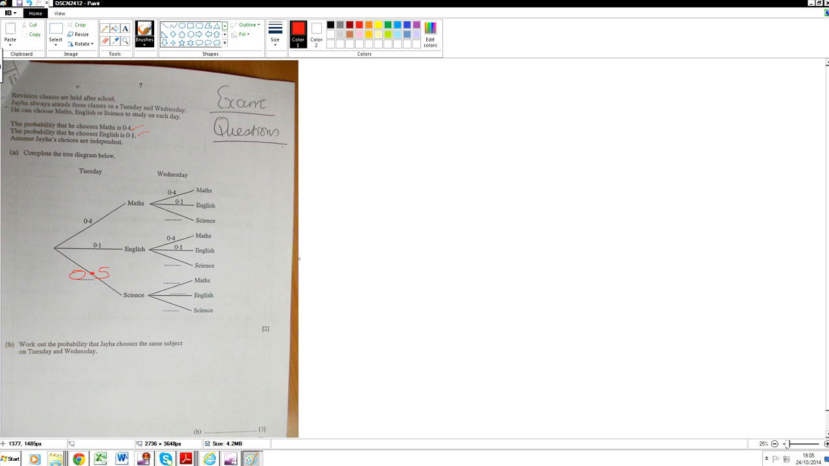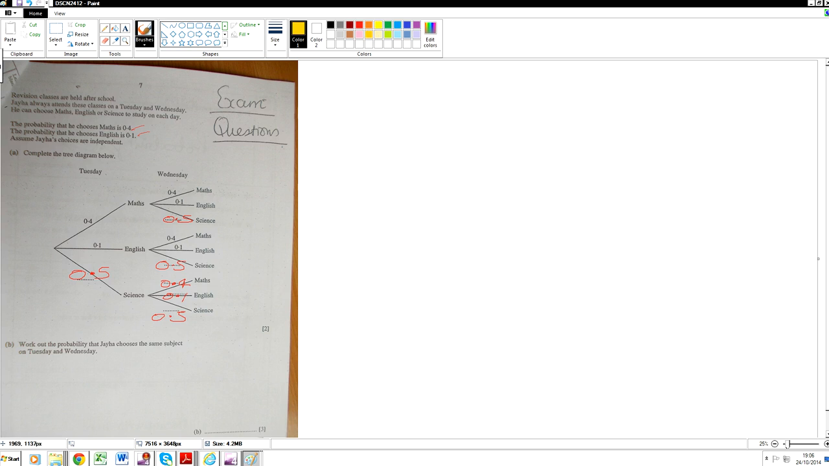Now we can replace it here as well. It's independent events here, so that's also 0.5, 0.4, 0.1, 0.5. Now, it says work out the probability that Jaya chooses the same subject on Tuesday and Wednesday. I need to expand this here. I'm going to show you some working over here.